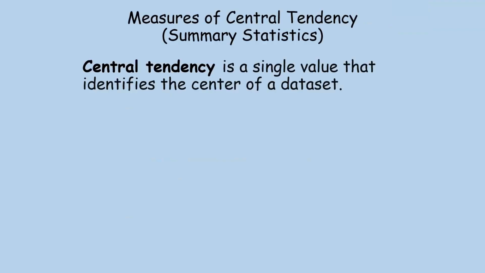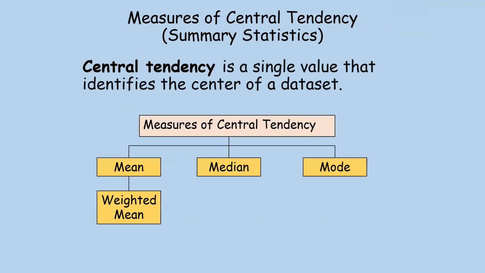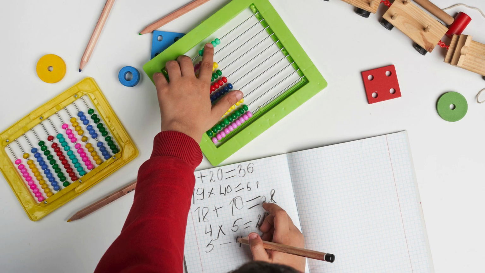Hello, everyone. We'll dive into the concept of central tendency, a fundamental idea in statistics. Central tendency refers to a single value that represents the center of a dataset. It helps us summarize data, and we typically describe it using three measures: mean, median, and mode. There's also a variation called the weighted mean, which we'll discuss later. We'll explore how to calculate these measures and understand when to use each one.